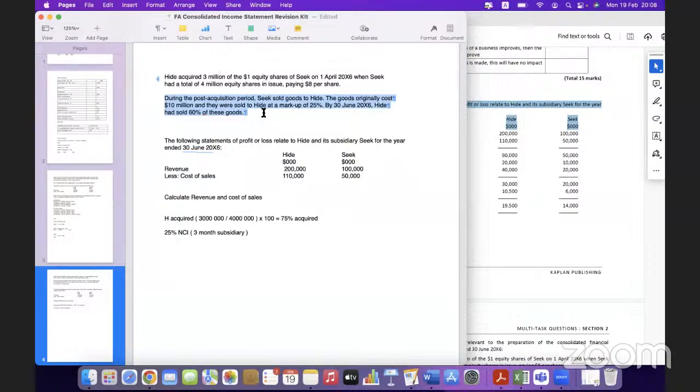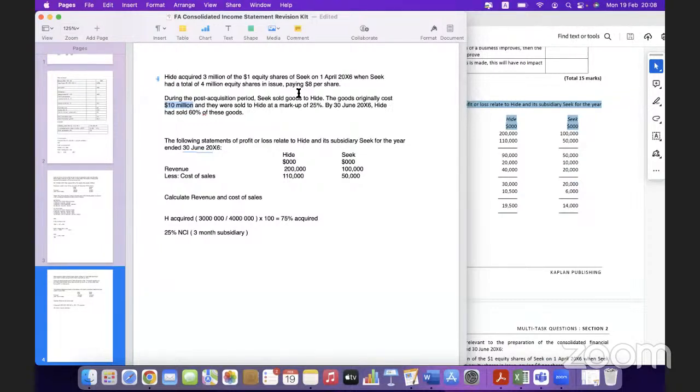During the post-acquisition period, Seek sold goods to Hyde. The goods cost 10 million. This is the catch of this question. Listen. In all the other questions that we did today, how many questions did we do? 3. In the 3 questions we did, they always said the selling price. They always said this was sold for this much. Then our work is easier. But now can you see here, they are not telling the selling price. The goods cost 10 million. This is the cost of the goods. It's not the selling price. They are not telling for how much they sold it.